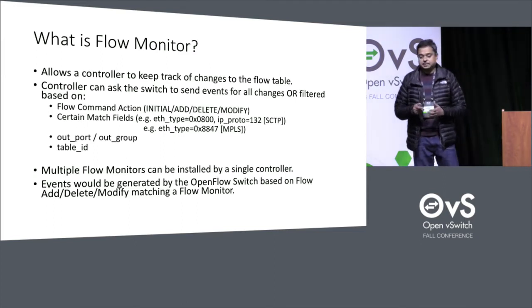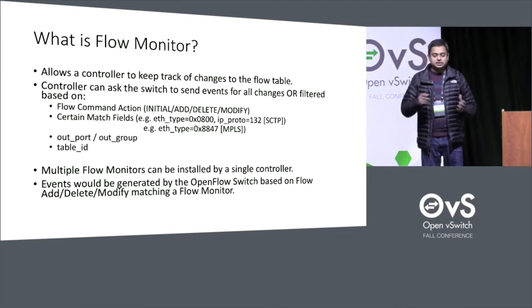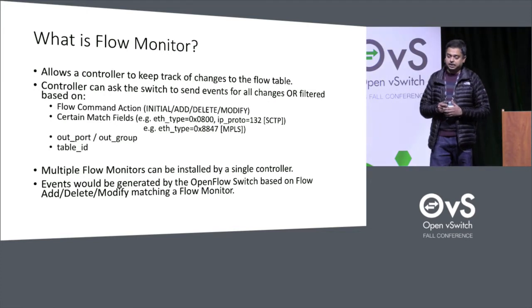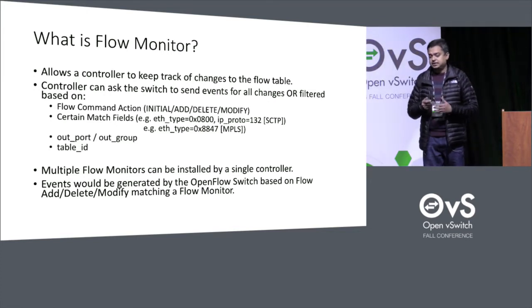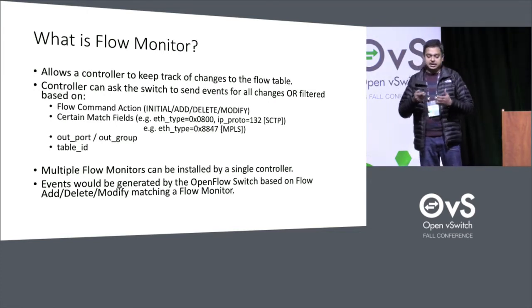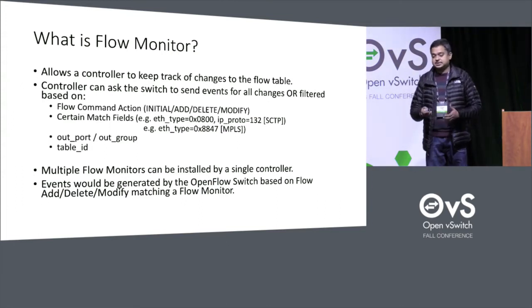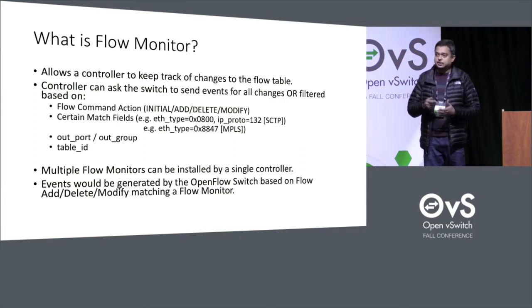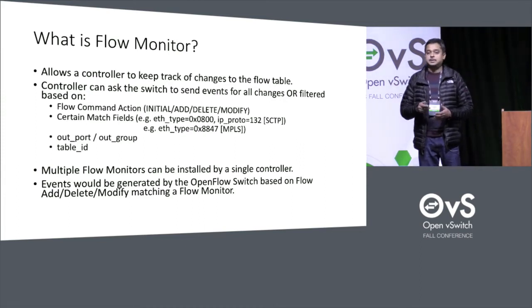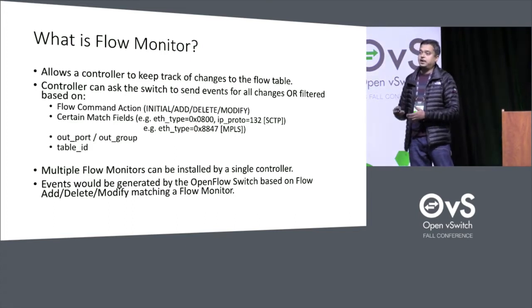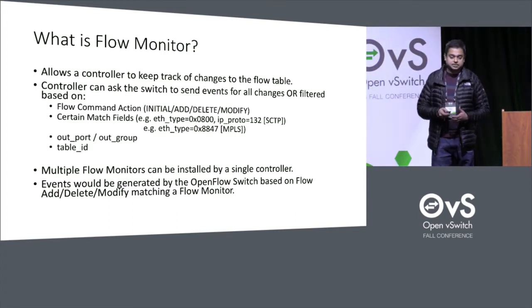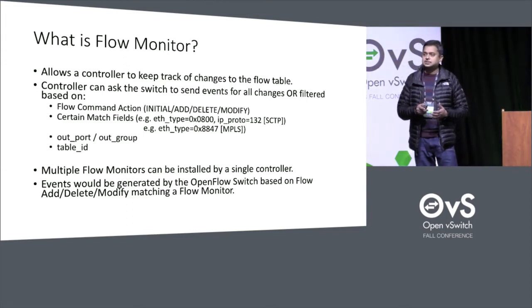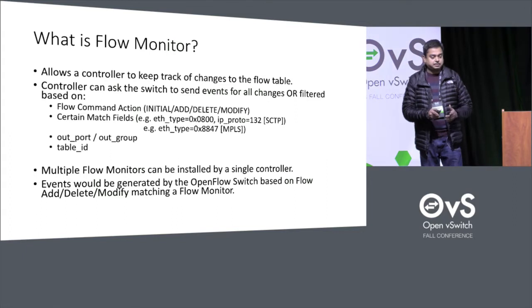Now, these monitors can be programmed to track all changes that are happening in an OpenFlow switch, or it could be selective with flags like initial, which will say, okay, just send me the current set of flows that you have, or with flags like add, delete, modify, which will send triggers to the controller for any subsequent add, delete, or modify of flow in the flow tables. These monitors can also be programmed to track changes which are happening to one particular table.